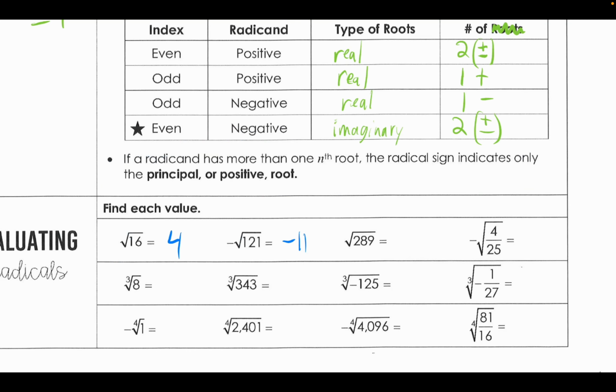So now the square root of 289, well, that would be 17. The negative square root of 4 over 25, remember you can split that up into two smaller square roots. I recommend that. It would be negative 2 over 5, but whether the negative's on the top or the bottom or out in front of the fraction, it doesn't matter a little bit. Next, cube root of 8 is 2. Cube root of 343 is 7.